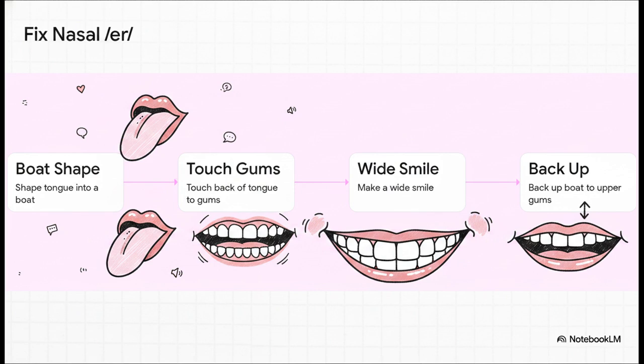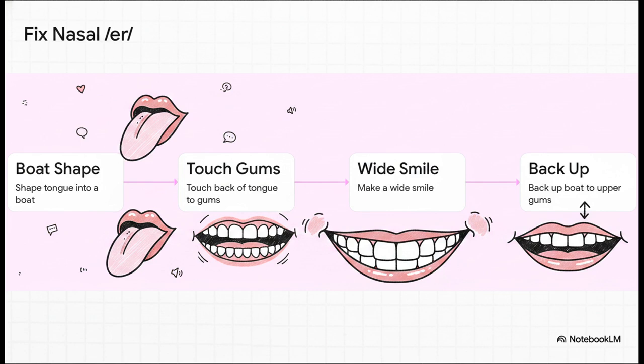The source material describes a very specific, cool tongue placement for this. Have the child shape their tongue into a boat. The back sides of their tongue need to touch the gums right behind their back molars. Ask them to make a wide smile and then literally tell them to back up the boat so the tongue touches the upper gums on the sides.